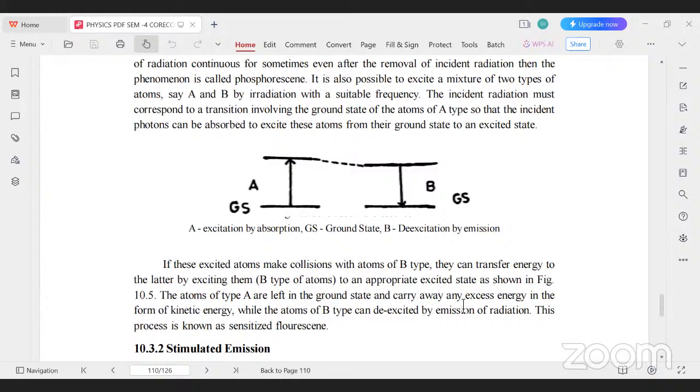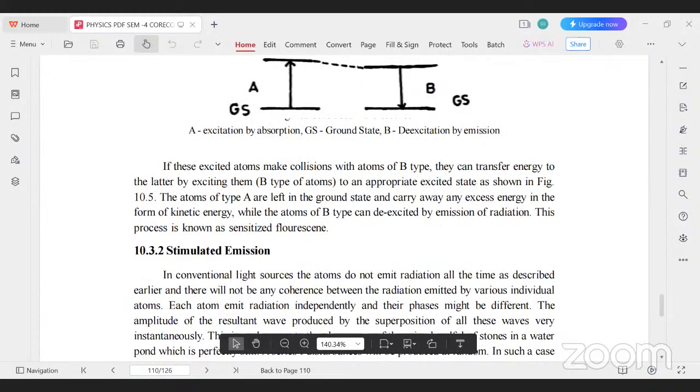If these excited atoms make collisions, collisions meaning connecting or colliding, electrons to electrons or atoms to atoms, with atoms of type B, they can transfer energy to the latter by exciting them to an appropriate excited state, as in the figure. The atoms of type A are left in the ground state and carry away any excess energy in the form of kinetic energy, while the atoms of type B can be de-excited by emission of radiation. This process is known as sensitized fluorescence. We are naming that phosphorescent sensitized fluorescence.